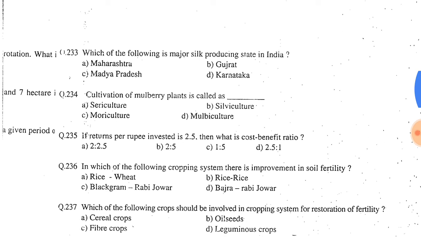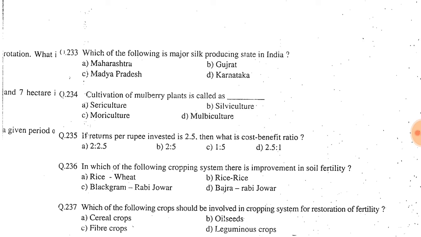233. Which of the following is the major silk producing state in India? Karnataka. 234. Cultivation of mulberry plant is called moriculture. 235. If return per rupee invested is 2.5, then what is the cost benefit ratio? 2 is to 5.